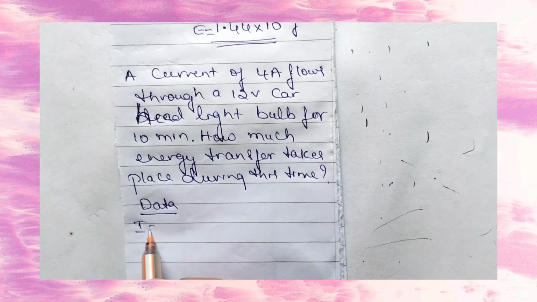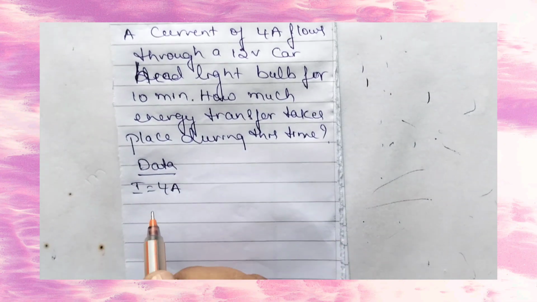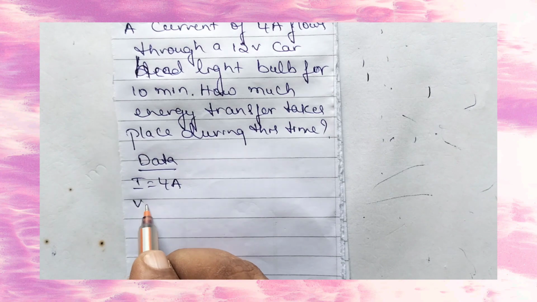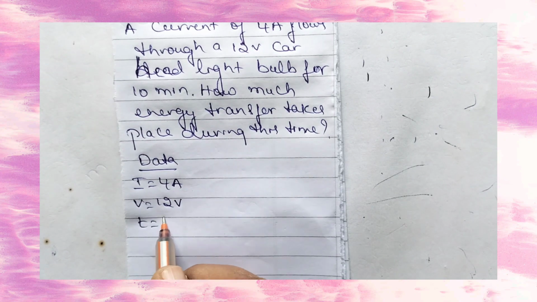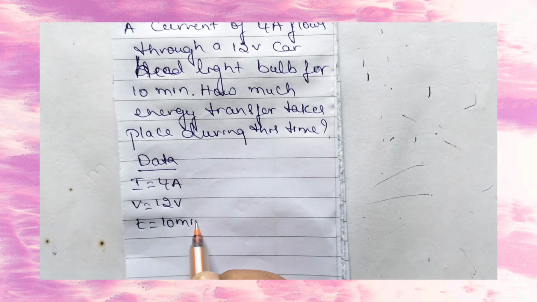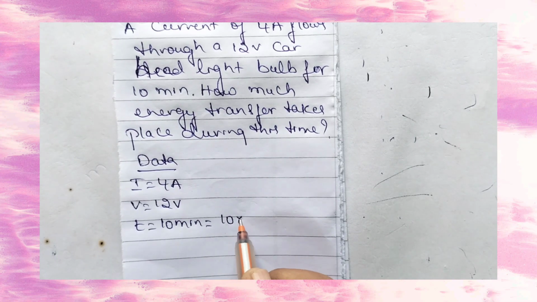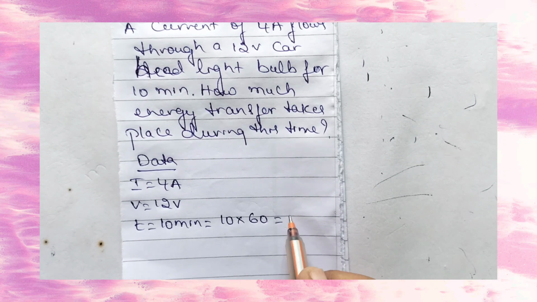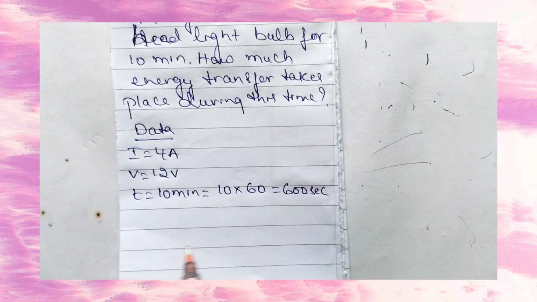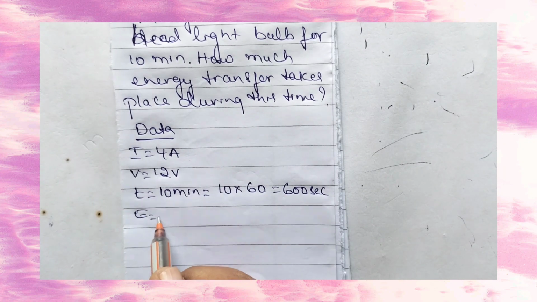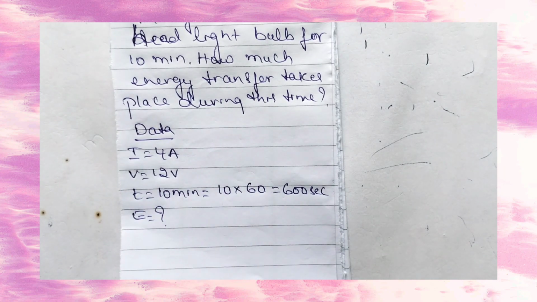So current I is equal to 4 ampere, voltage is 12 volts, and time T is equal to 10 minutes. So 10 minutes is equal to 10 into 60 seconds, that is equal to 600 seconds. Now we have to calculate how much energy is transferred. E is equal to question mark.